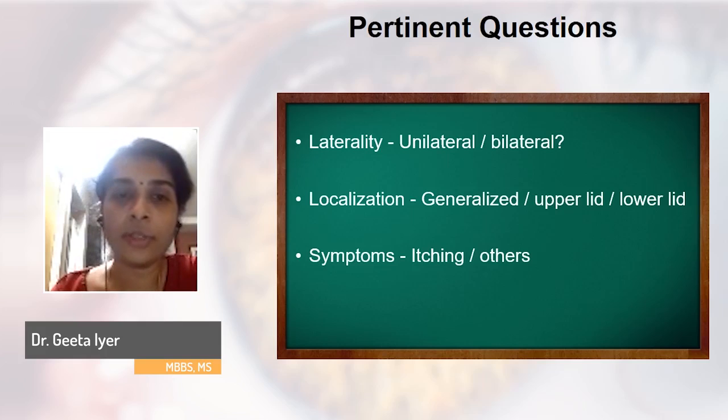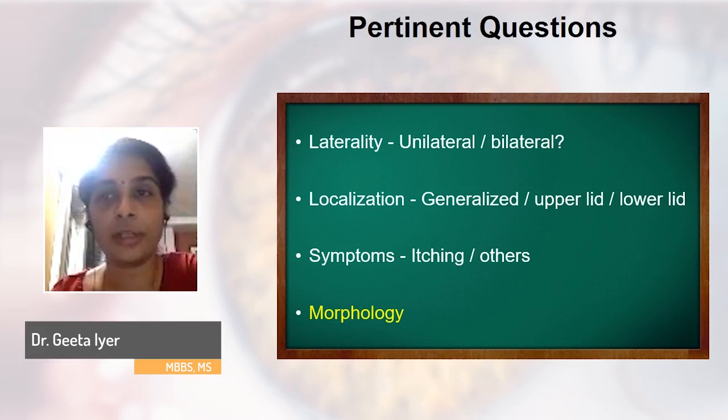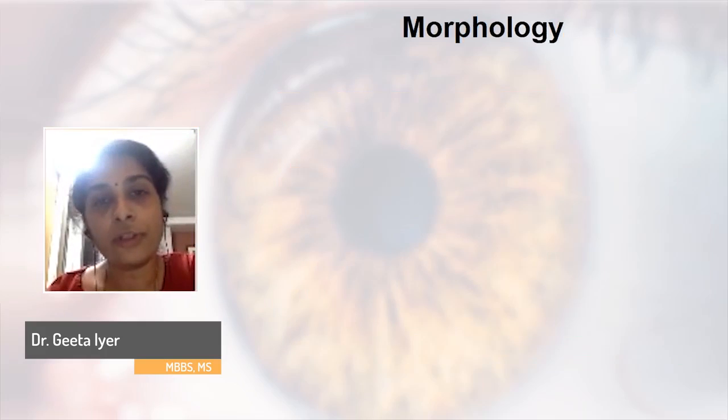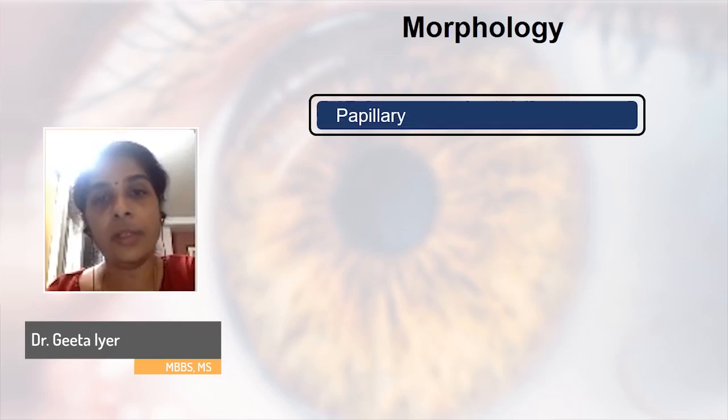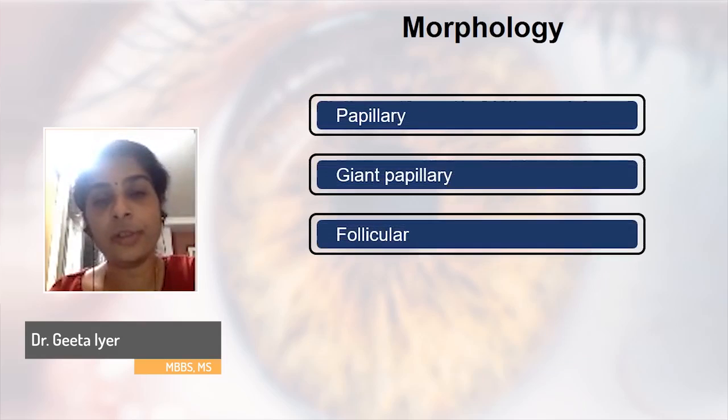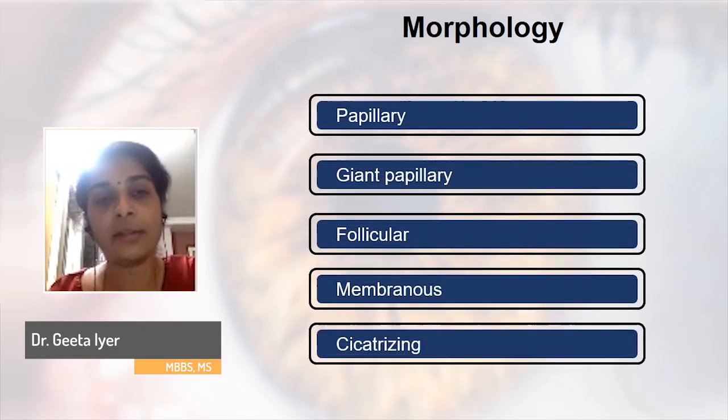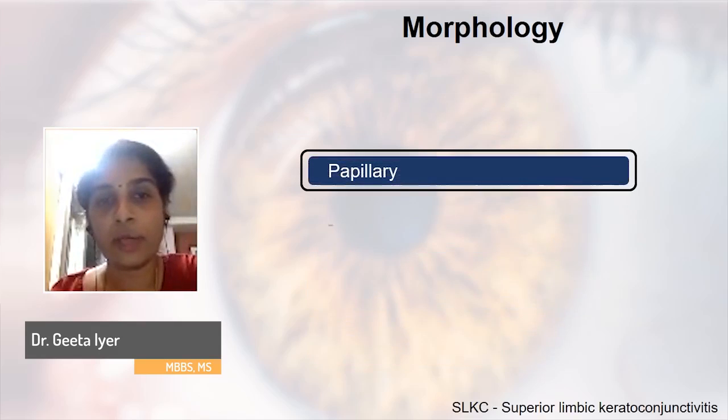And the most important aspect of examination is to look at the morphology of the conjunctivitis, and I will be focusing initially on the bilateral cases of chronic conjunctivitis. So as far as morphology is concerned, I've divided it into these 5 forms: papillary, giant papillary, follicular, membranous, and cicatrizing. And under each of these, I've tried to narrow down the differentials based on the various conditions that we routinely see. So let's look at these one by one.